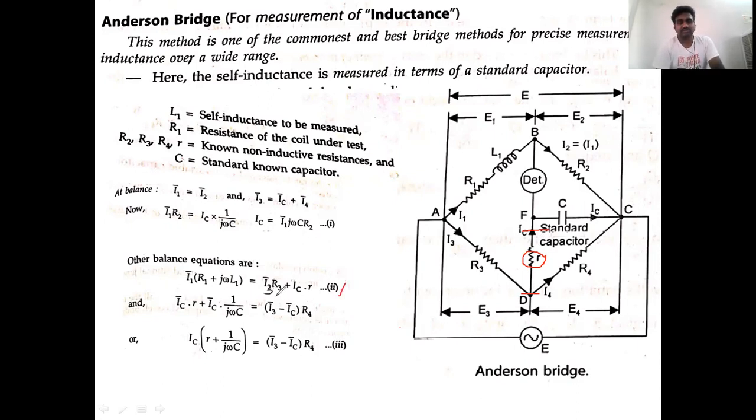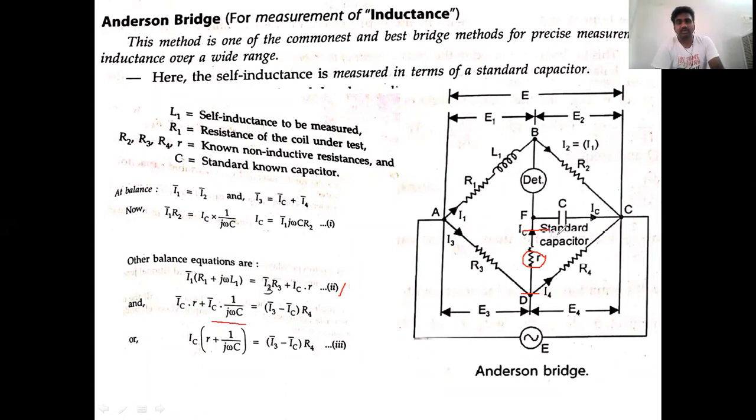If we rewrite this expression, taking the capacitor current aside, that is IC into R plus IC into 1 by j omega C, is equal to (I3 minus IC) into R. So this is the expression here. What is the voltage drop across this particular path? IC into 1 by j omega C is nothing but the voltage drop across this particular path from F to C.